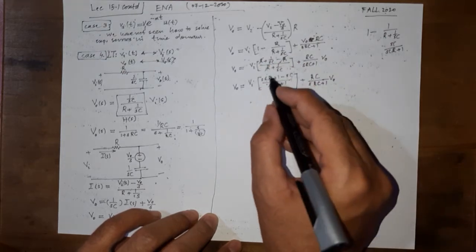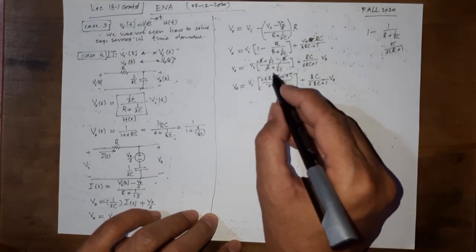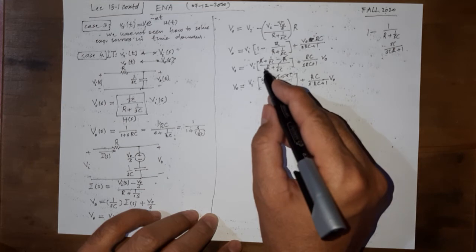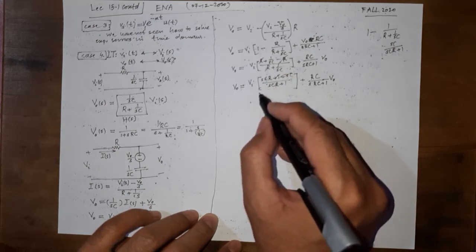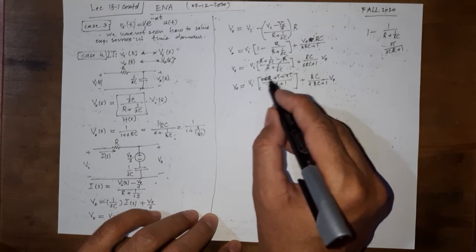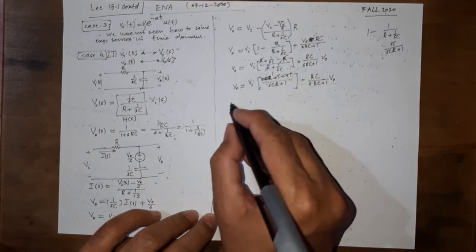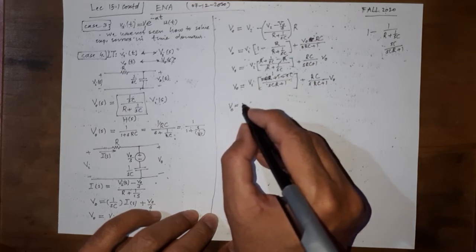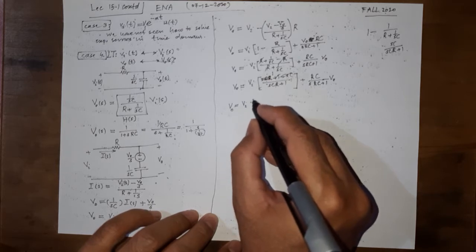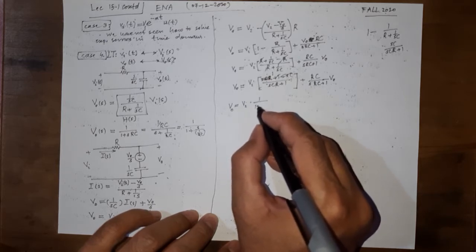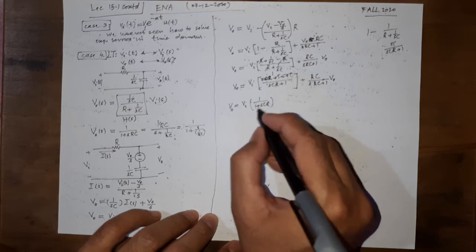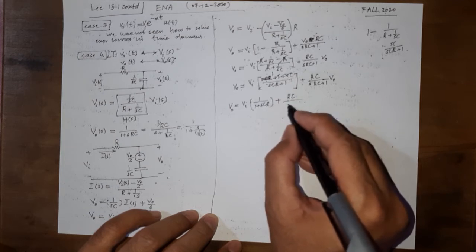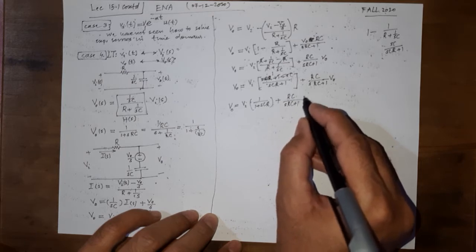This cancels out. So we actually get 1 over SC over R plus 1 over SC. When we take 1 over SC common, we are going to cancel this one and we get 1 over this thing. Let me just rewrite it clearly. So the output in the phasor in the Laplace domain would be the input multiplied by 1 over 1 plus SCR, plus RC over SRC plus 1 V naught.